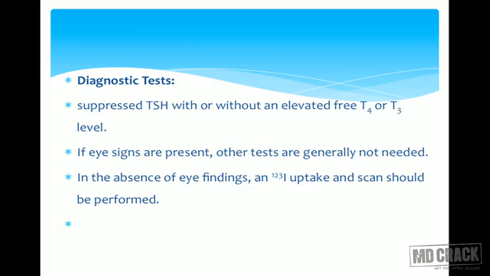Next, we have various diagnostic tests. The suppressed TSH with or without an elevated free T4 or T3 level is the main diagnostic test. But if eye signs are present, the other tests are generally not needed. In the absence of eye findings, an iodine 123 uptake and scan should be performed. So these 3 sentences describing tests are very important.